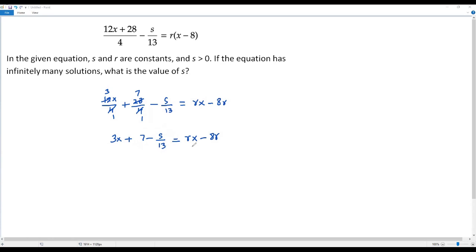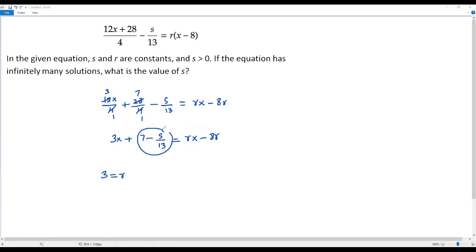We have a linear expression on the right side, that is an x term, and this is a constant because it contains r. The question says r is a constant. Okay, so the linear expression on the left side and the linear expression on the right side must be the same because the given equation has infinitely many solutions. Since the two linear expressions are considered to be the same, the coefficient of x on the left side and the coefficient of x on the right side must be equal. Then we get 3 = r.